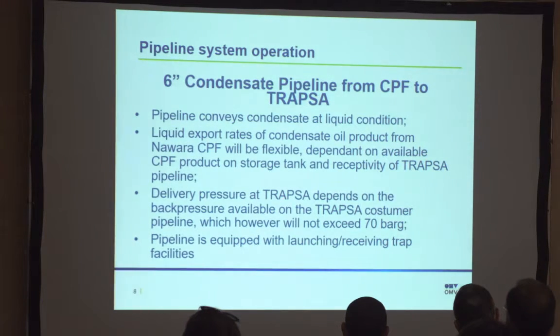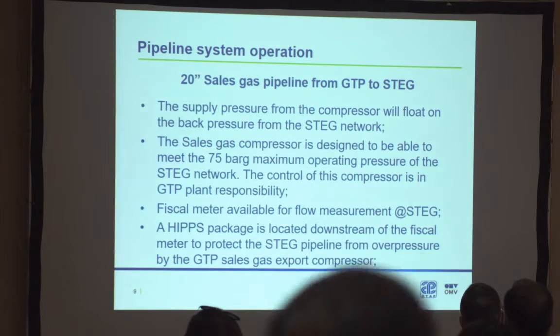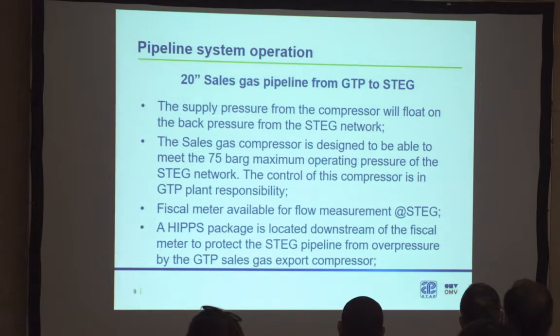For the condensate at CPF, the pipeline conveys condensate in liquid phase. Delivery pressure depends on the back pressure, of course, at the TRAPSA site. The pipeline is equipped with pig launcher and receiver. At the GTP site, we have the sales gas pipeline. The pressure floats normally between 16 and 75 bar. The fiscal metering is present at STEC. It is an orifice technology. The HIPS package is located downstream of the fiscal meter to protect the STEC pipeline from overpressure.